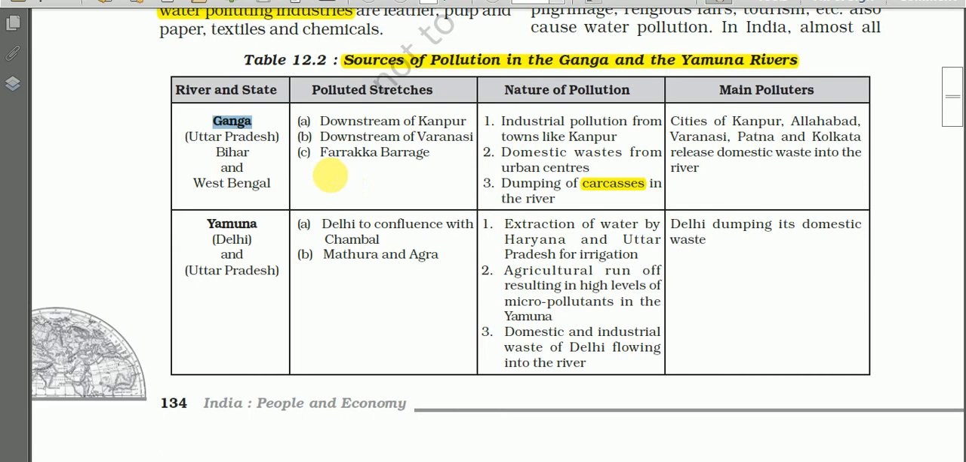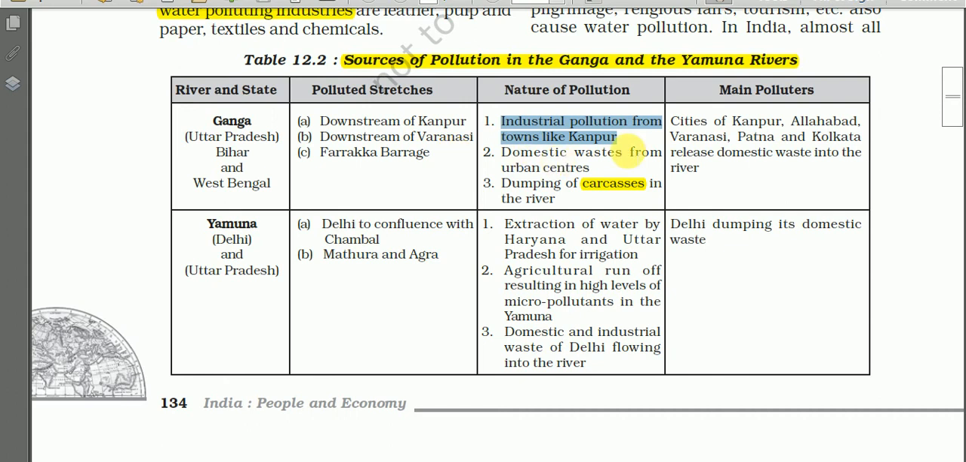So it is flowing in Uttar Pradesh, Bihar and West Bengal. So polluted stretches of Ganga river are downstream of Kanpur, then downstream of Varanasi, that is from Varanasi onward, then Farakka barrage. So here the important natural pollution. Okay, so industrial pollution from towns like Kanpur. Okay, from the downstream of Kanpur, mainly this industrial pollution from towns like Kanpur.